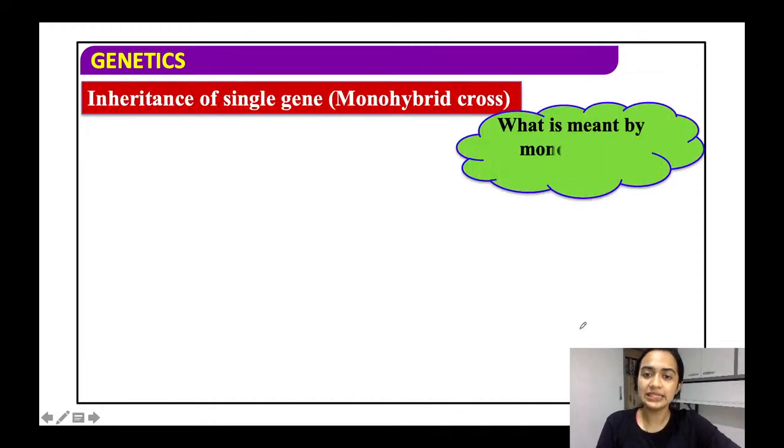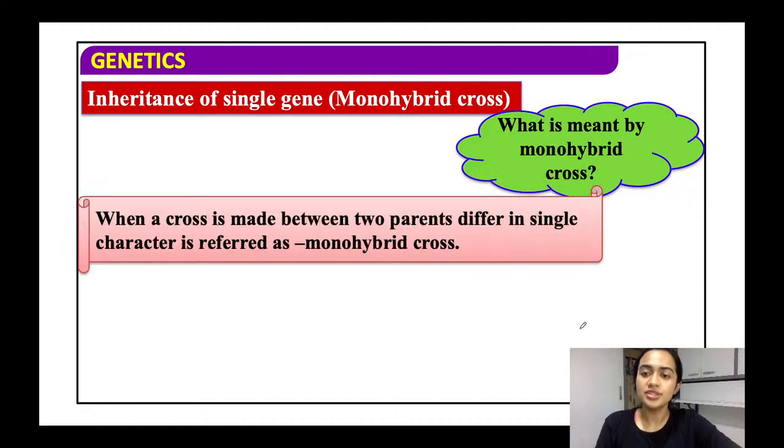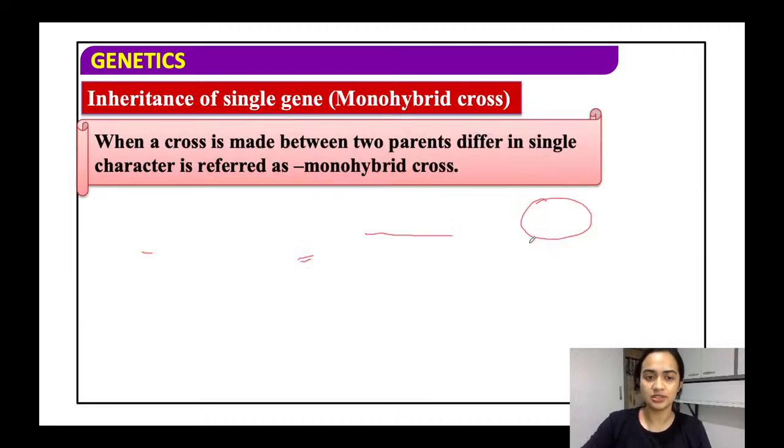So, inheritance of a single gene, or a monohybrid cross. What is meant by a monohybrid cross? Let me discuss that. Basically a monohybrid cross is a cross between two parents, but these parents will differ in a single character. That means there is one character which is different in these two parents. When we cross such parents, it is called a monohybrid cross, when only a single character is different. If we had two characters different, we would call it a dihybrid cross.